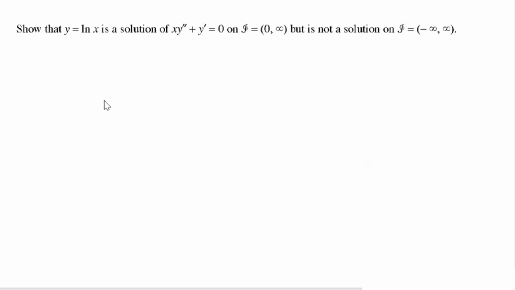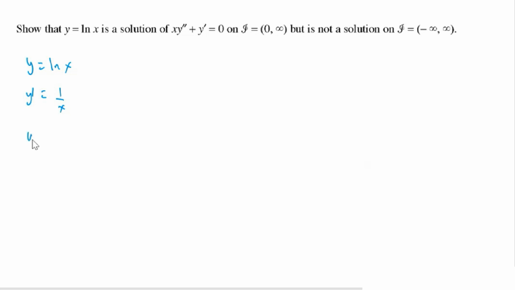So let us first take the derivative of the given function. We have y equals ln of x. Now we are going to take the derivative of that. So we have y prime equals 1 over x times the derivative of x, which is 1. Therefore the derivative is just 1 over x.